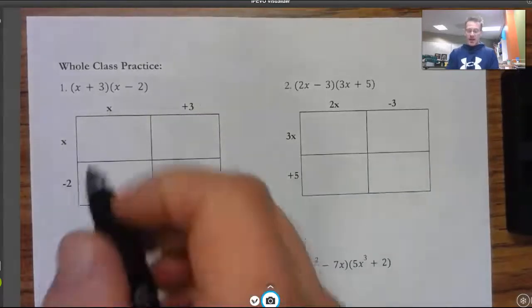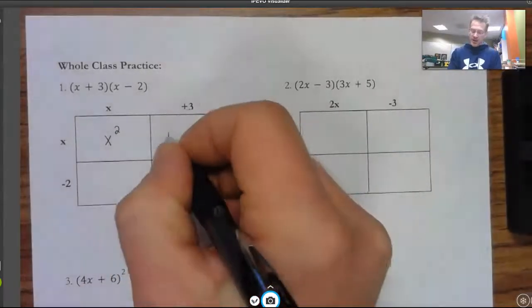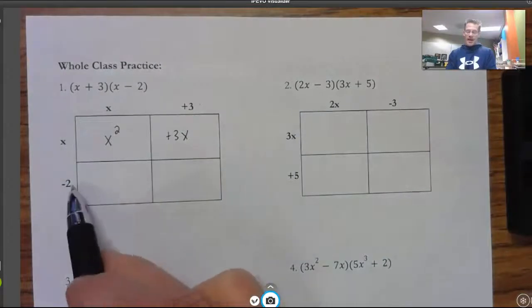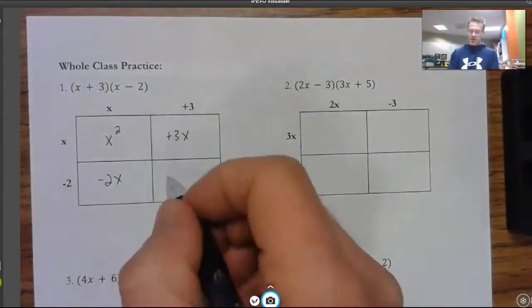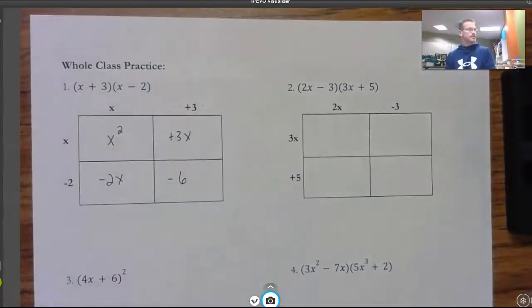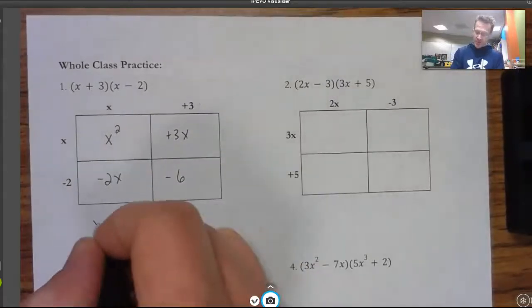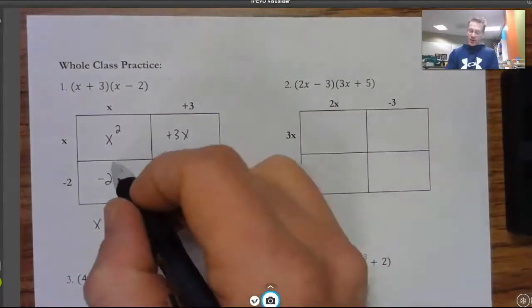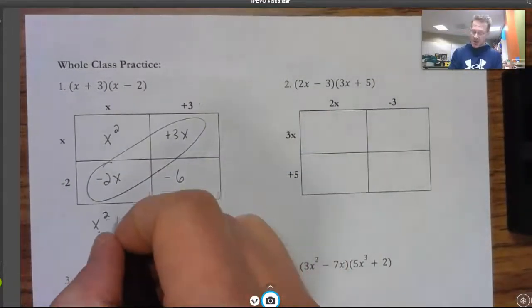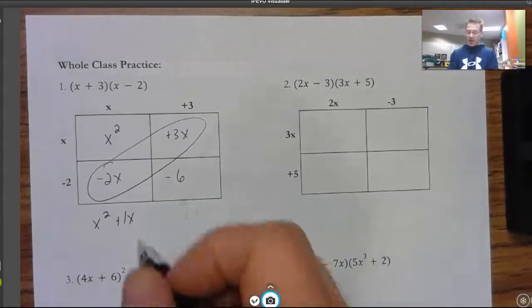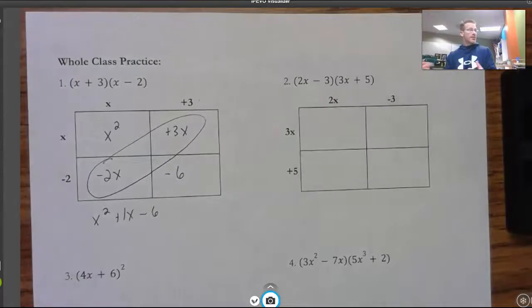So I would do x times x, and that's just 1x squared. x times 3 is a positive 3x. Negative 2 times x is a negative 2x. And then a negative 2 times 3 is a negative 6. And then notice if I look for like terms, I only have one x squared term, so I'll bring that down. But here I have two x terms. So negative 2x plus 3x is a positive 1x. And then I only have one number term, so I get negative 6 here. And then that's what you have.